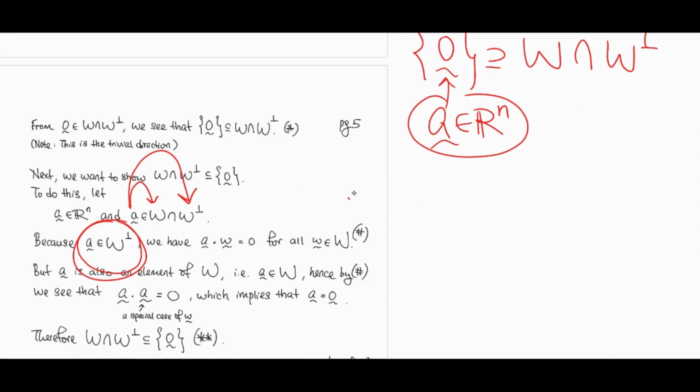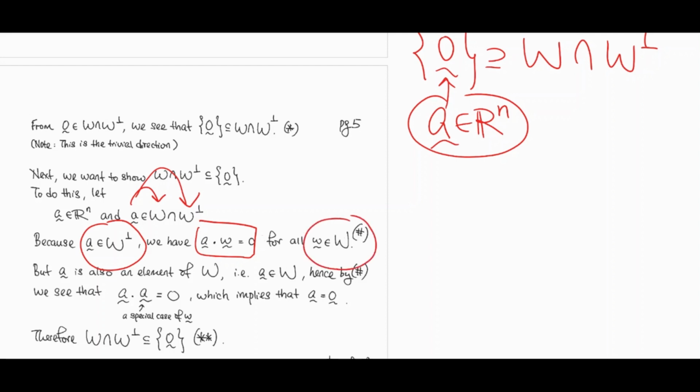If A is in W perp, that means that A dot W has to be equal to 0 for all W that is an element of this vector space W. Let me say that again. A is in W and W perp. A in particular is in W perp, and by definition, A dot W has to be equal to 0 for all W in W. Now, the key thing to realize is that A is also in W.